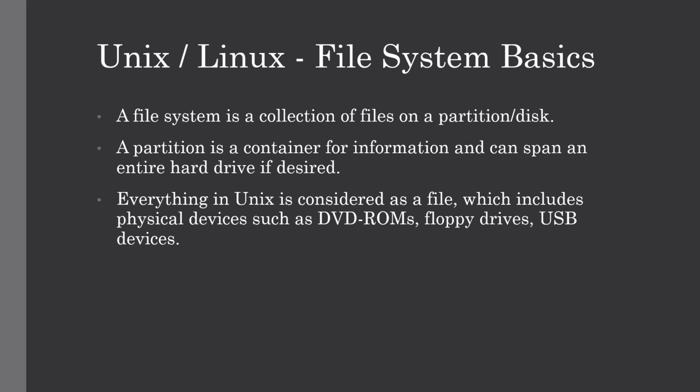You already know that our C drive can be partitioned as per our requirement. Similar to that, everything in Unix is considered to be a file, including physical devices such as DVD-ROMs, USB devices and floppy drives.